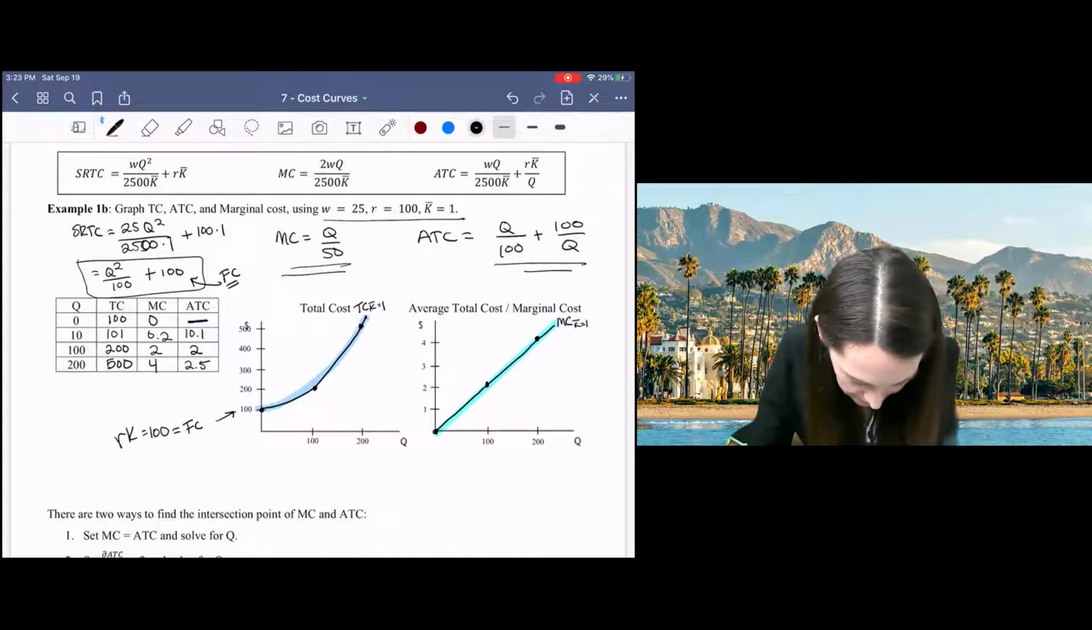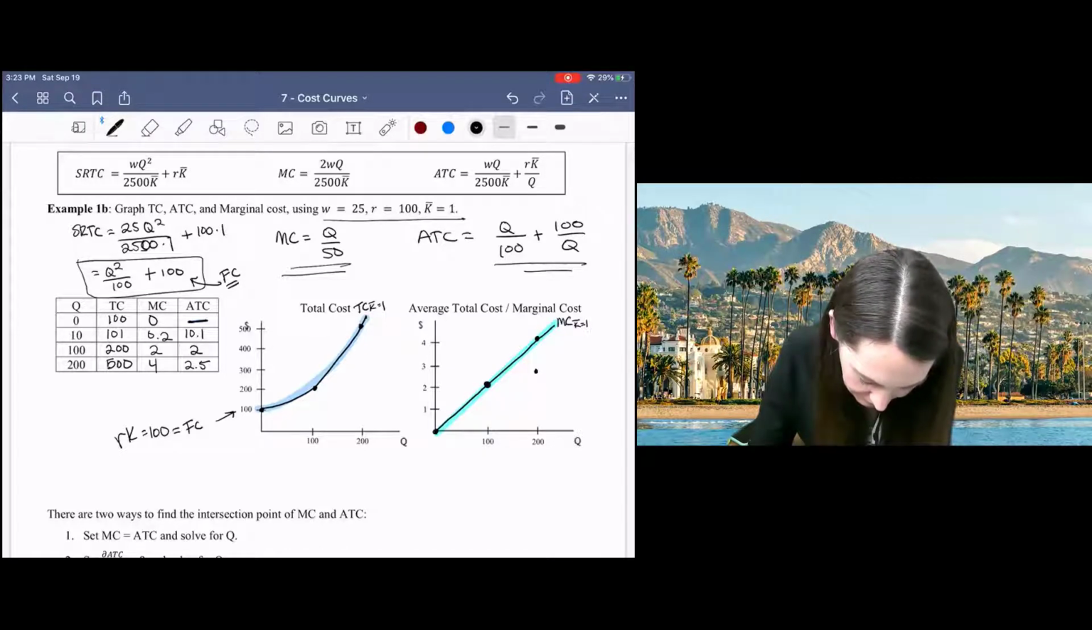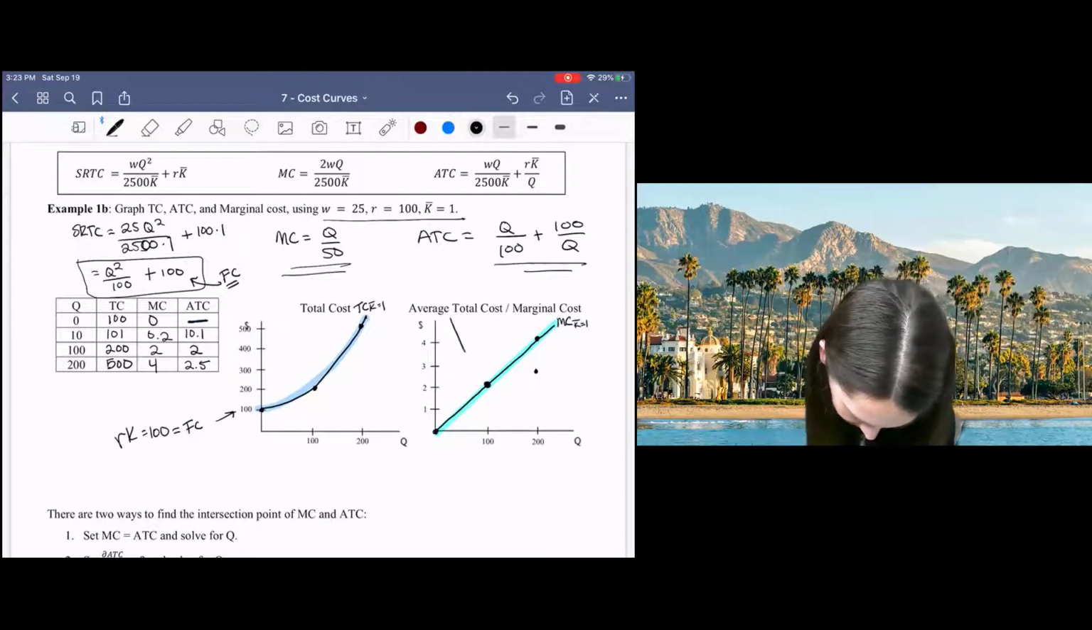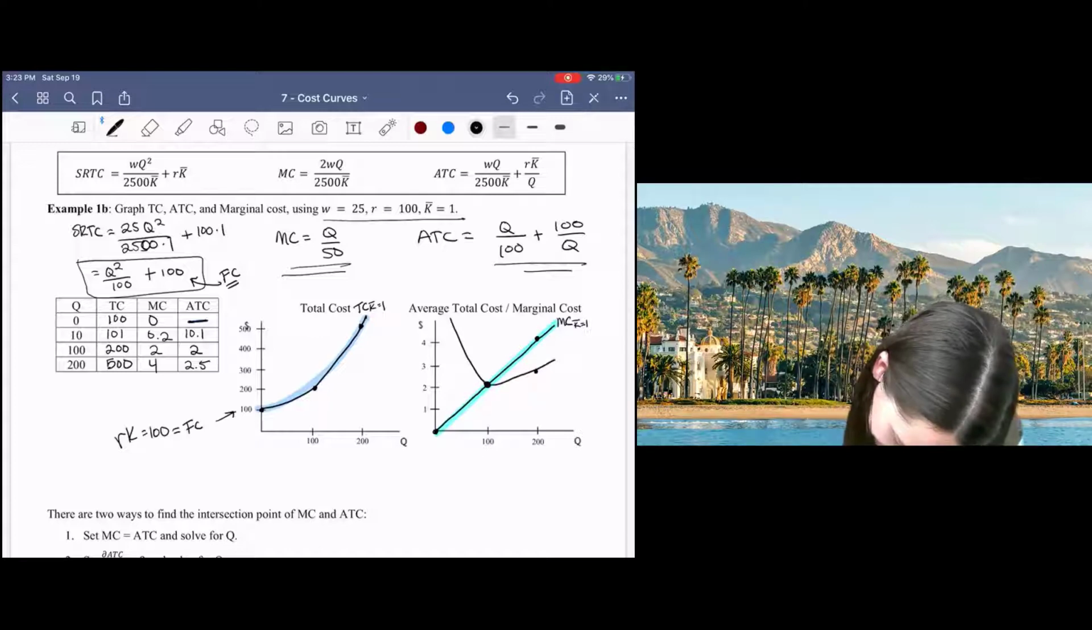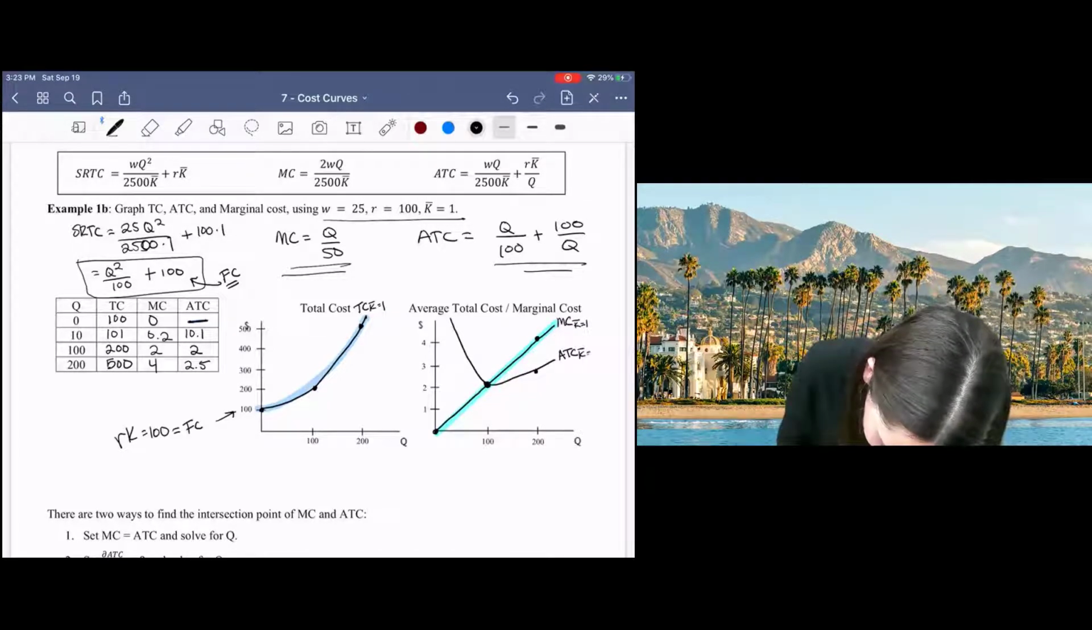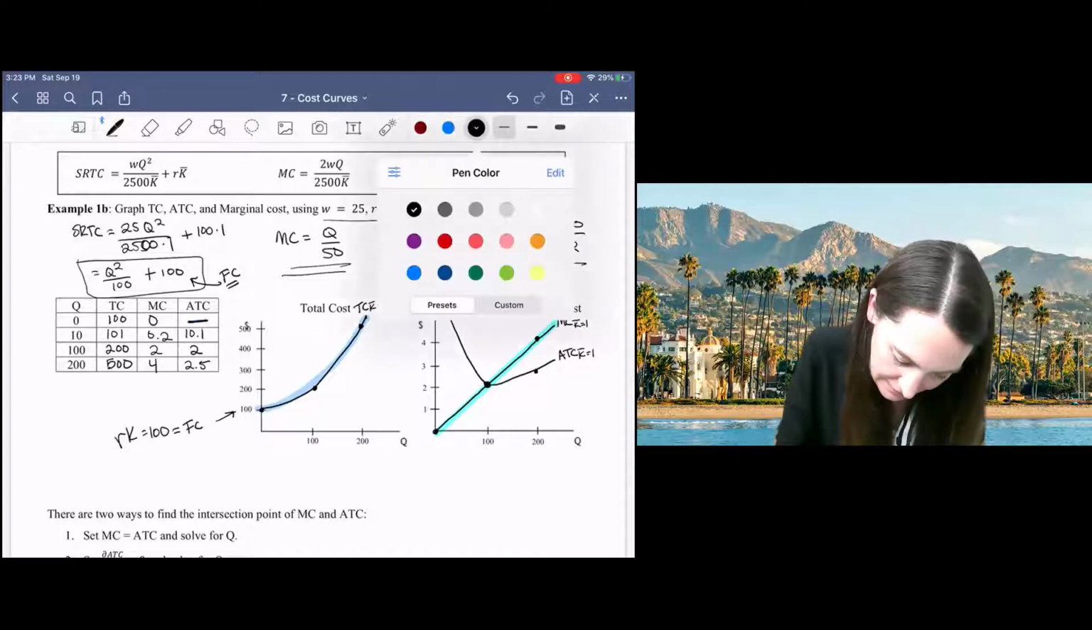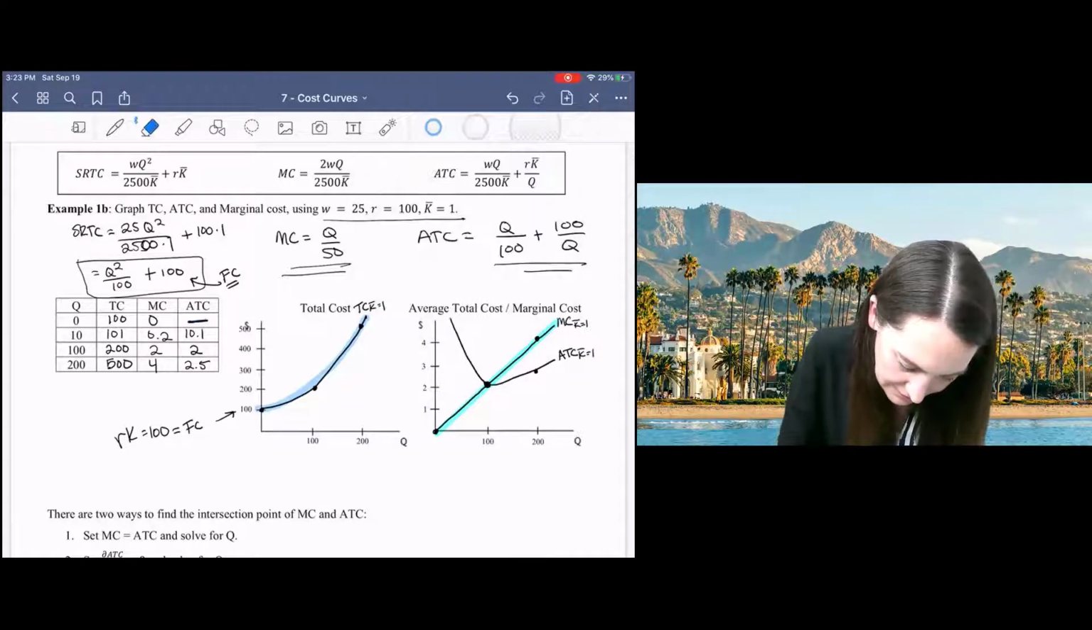So at 100, my average total cost curve is 2. At 200, it's 2.5. And prior to that, it's somewhere up here. So it's going to start up here, come down, and then up like this. So we've got average total cost at capital equals 1. And let's make that green.